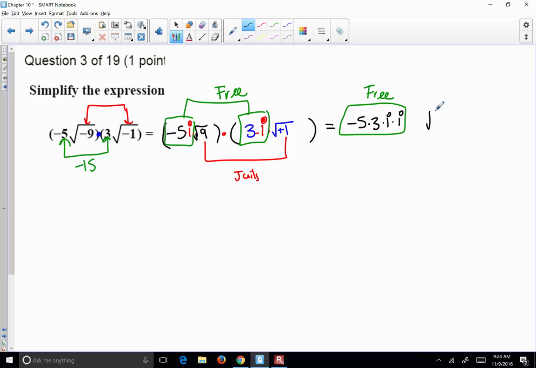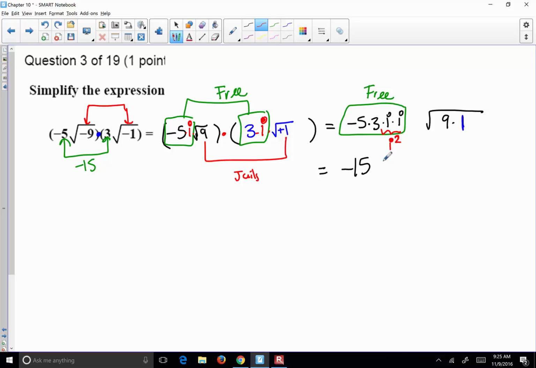Now we combine the jails. 9 times 1. Okay? You see the jails? 9 and 1, blue and black, under the same roof. Here comes the important part. Everybody knows how to multiply 5 and 3, right? It's 15, minus 15. Question is, how do you multiply I times I? It's I squared. If you have a double letter, it means square of it.